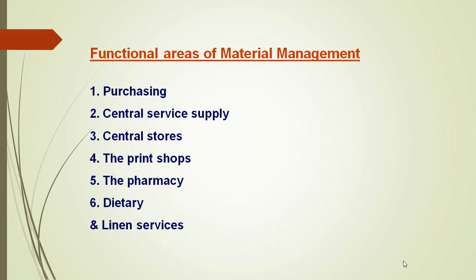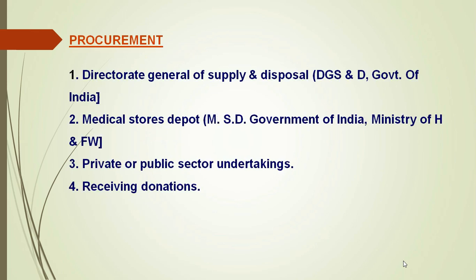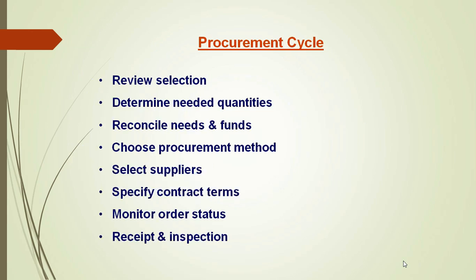Now, functional areas of material management: purchasing, central service supply, central store, print shops, the pharmacy, the dietary, and laundry services. Now, procurement. Director General of Supply and Disposal, DGS&D, Government of India. There is a post for procurement. Then Medical Stores Department, MSD, Government of India, Ministry of H&FW. Private or public sector undertakings and receiving donations. These are the procurement agencies basically.